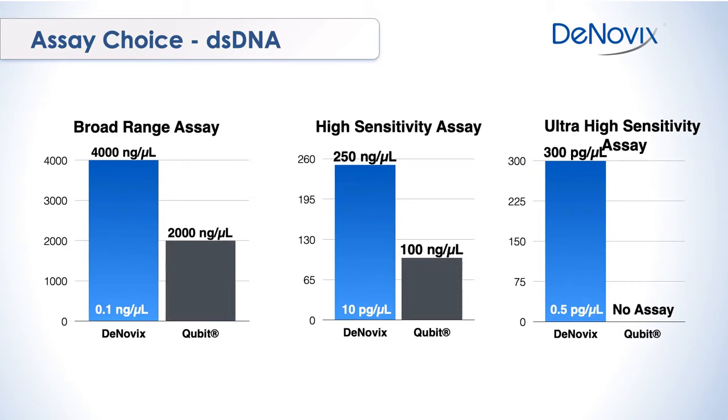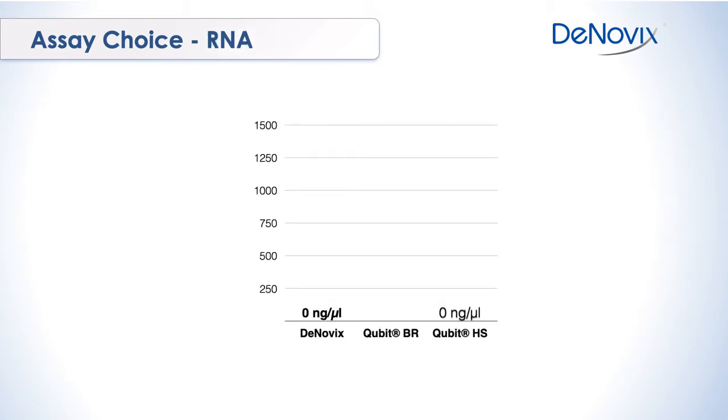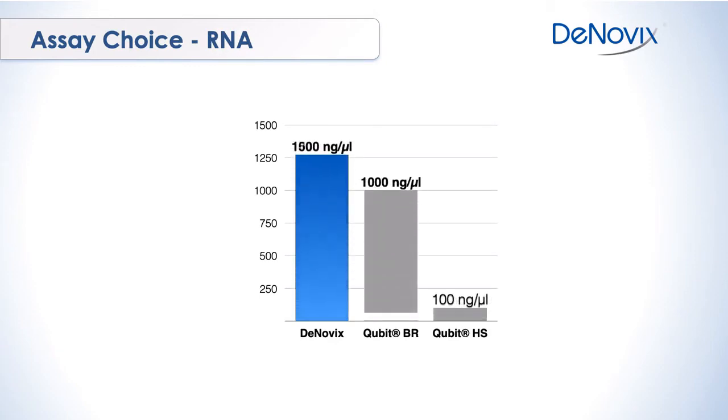So each of these assays has its own range, and likewise for RNA we have an assay range associated with this, and actually compared to our competitors in this market, we have a single assay here that covers a much wider range than the competition. And the advantage of this, of course, is that more of your samples will fit into the range of this assay, so you don't have to go and dilute samples or choose another assay with a different range.